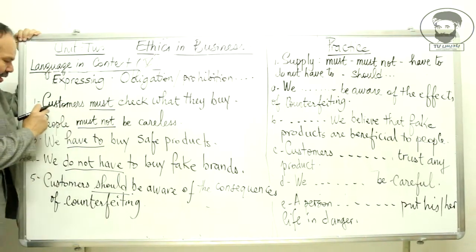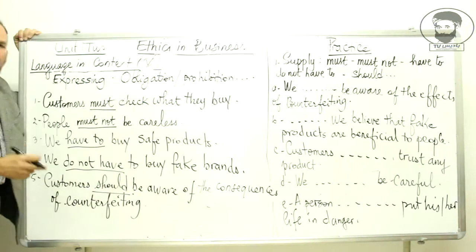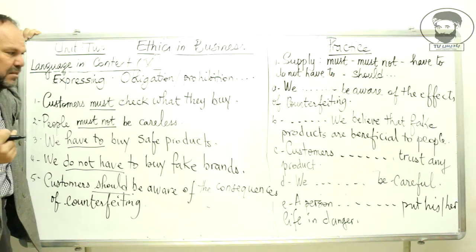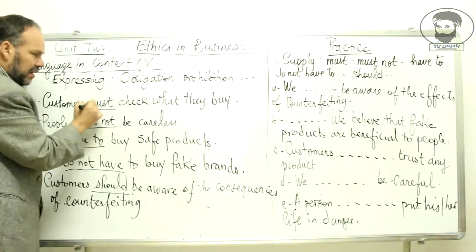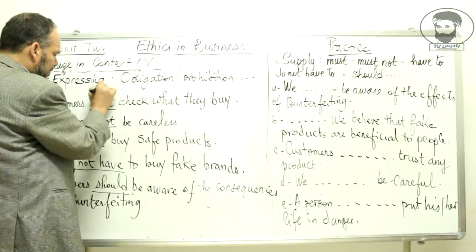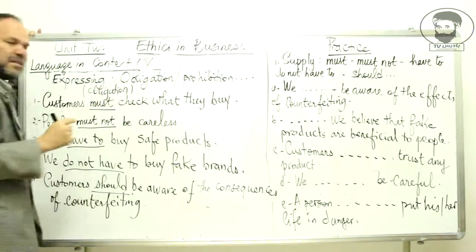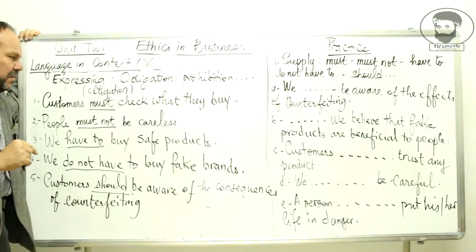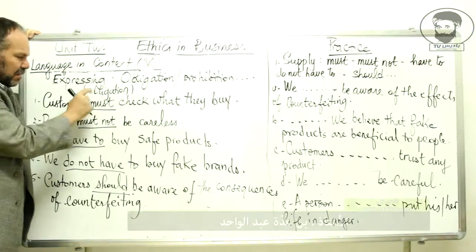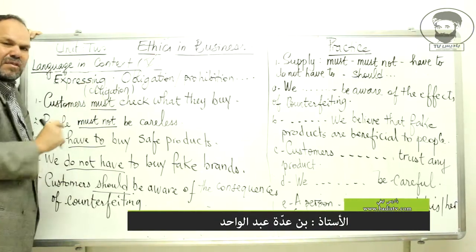Now let's go with the first one. Customers must check what they buy, as an obligation. It means when you buy something, you must check what it is. So must here expresses what we call in English an obligation. An obligation means it's something that they must do before. They are obliged, compelled to do. So customers must, obligatory, obliged, an obligation for them.